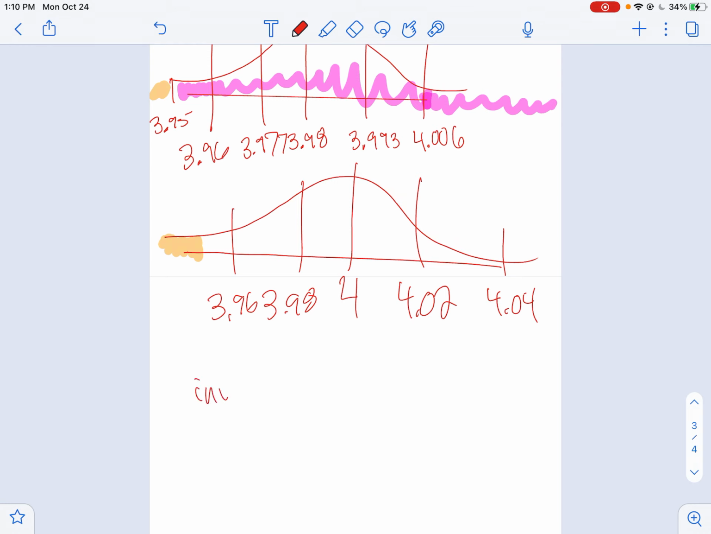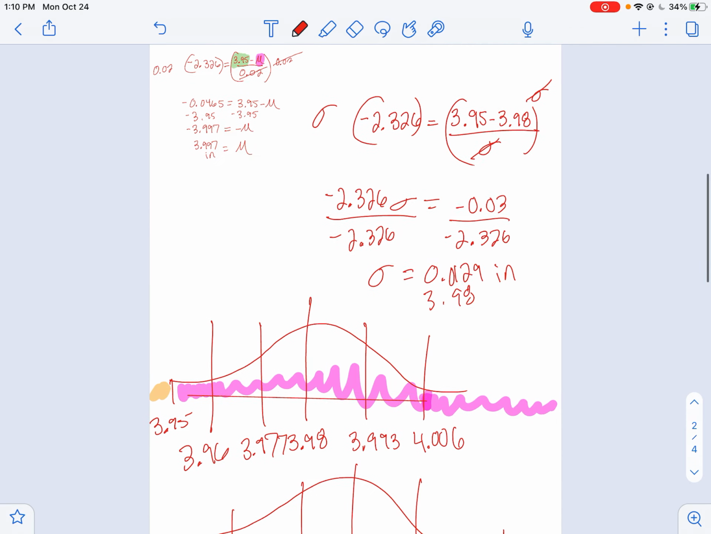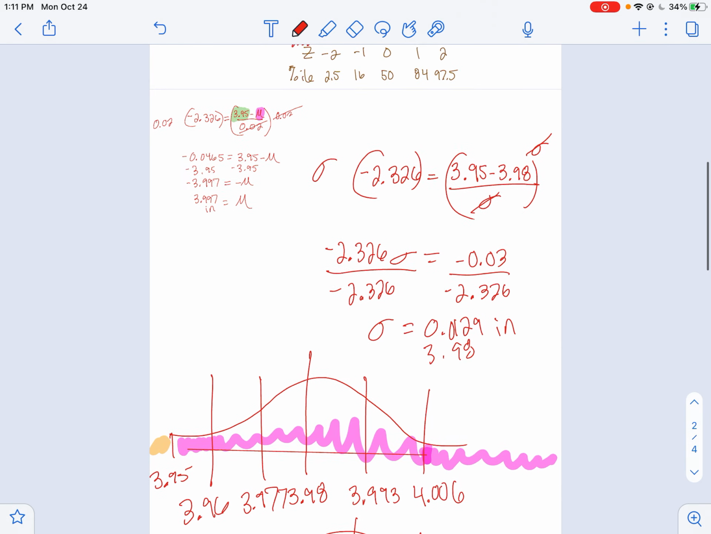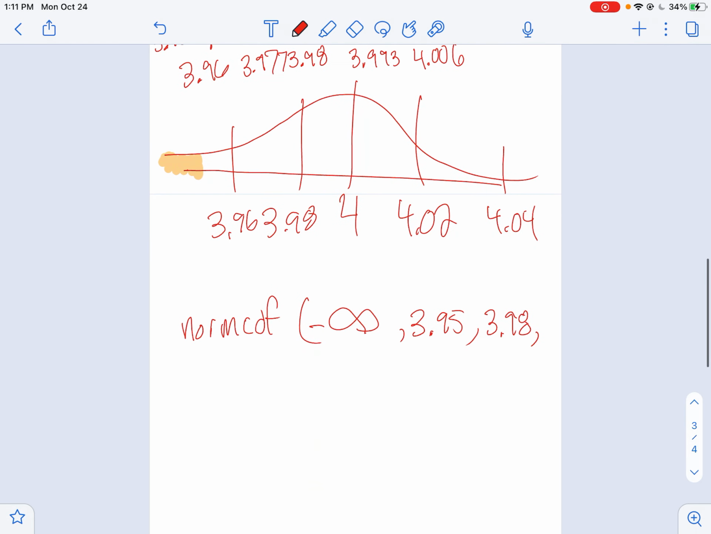So I'm going to go inverse norm. No, not inverse norm. I'm going to go norm CDF because that's what you do to find the area. As you can see, this problem's a little bit involved. That's why I wanted to do it in a video instead of doing it in class. There's a lot of work involved here. So first thing I'm doing is changing the standard deviation, which we got 0.0129. What percent are going to be too small? We'll find out.